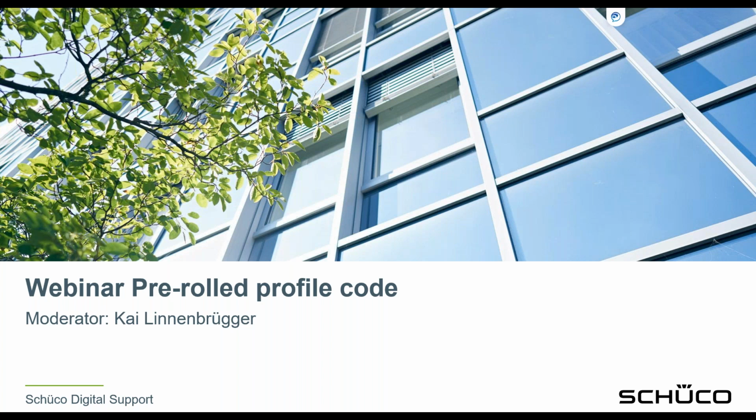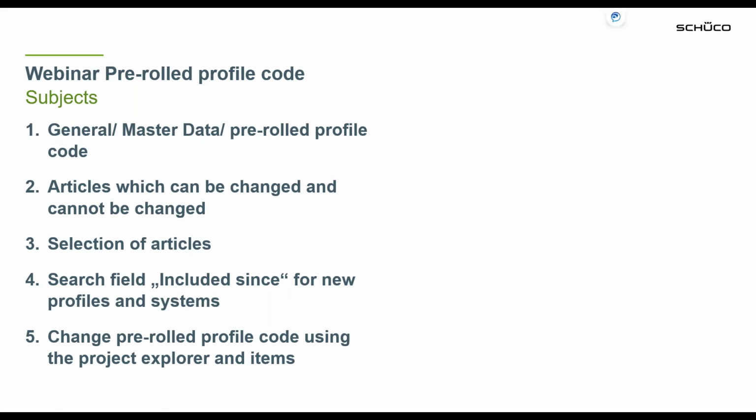My name is Kai Lindberger and I'd like to talk about the following subjects. First of all, the general and master data. What are prerolled profile codes? Articles which can be changed and cannot be changed, selection of articles, and I also like to introduce the search field "included since" for new profiles and systems. And we talk about how to change the prerolled profile code using the Project Explorer and items.